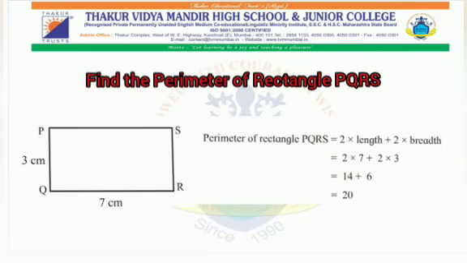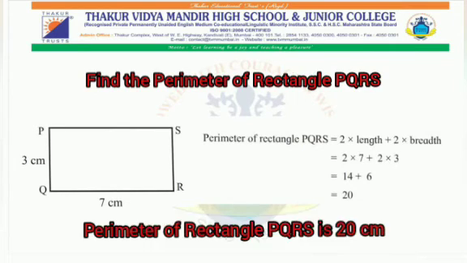Let us understand with the help of an example. Perimeter of rectangle PQRS equals 2 into length plus 2 into breadth. Here you can see the length is given as 7 and breadth as 3. So 2 into 7 plus 2 into 3, which makes 14 plus 6, which equals 20. Therefore, the perimeter of rectangle PQRS is 20 cm.